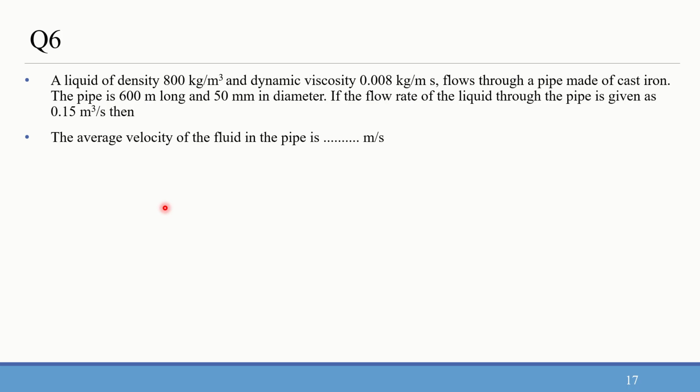So yeah, similar question only. I hope you got the answer now. V is again Q by A. So Q we know, A we have to calculate, and for calculating A we have the diameter. So it is a straightforward approach.